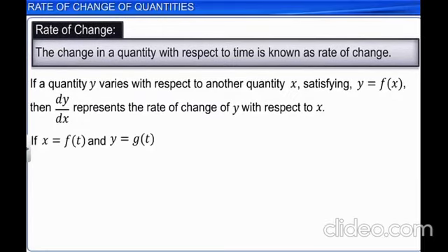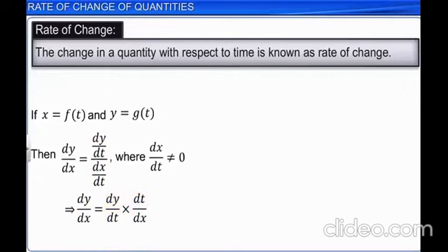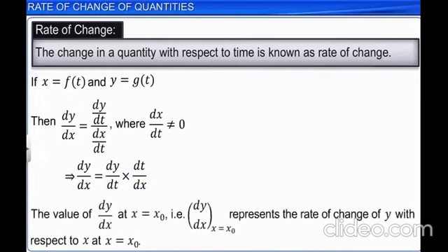Let x and y be two distinct functions of time. In this case, the rate of change of y with respect to x can be calculated by using the ratio of rate of change of y and the rate of change of x, each with respect to time t. Or dy upon dx is equal to dy upon dt into dt upon dx. The rate of change of y with respect to x at x is equal to x naught is given by dy upon dx at x is equal to x naught.